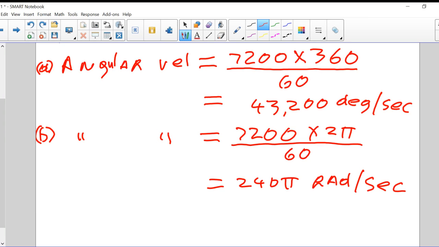It means the following: every second, this hard drive spins through that number of degrees. Remember, one revolution is 360 degrees. This is spinning so fast that it's covering not just one revolution but several revolutions, which works out to 43,200 degrees. So really what we're saying is, how many degrees have you spun through in one second? In this case, it's 43,200 degrees per second.